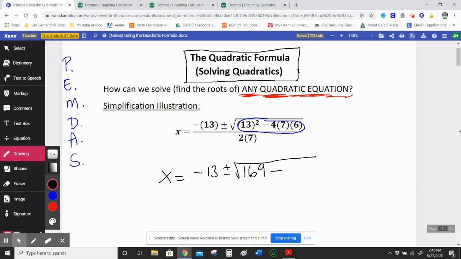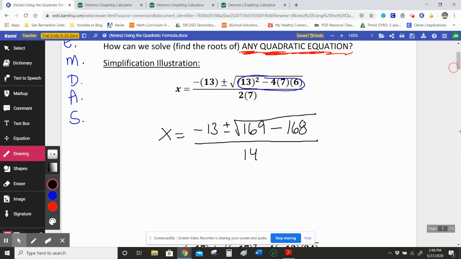So it's basically 169 minus 168. And that came from 4 times 7 times 6. Okay? This is all just calculator work. So then I put it all over the bottom, which is 2 times 7, which is 14. Okay? So far, so good. I can simplify the inside of this radical, right? So 169 minus 168, that's just going to give me a 1. So it's just negative 13 plus or minus the square root of 1, and then all divided by 14.